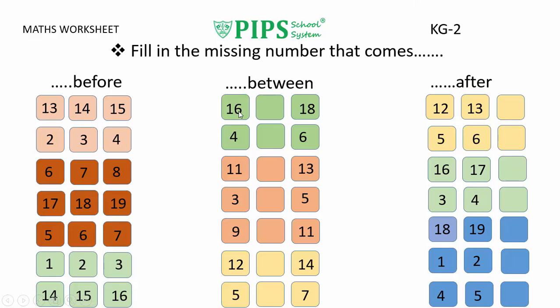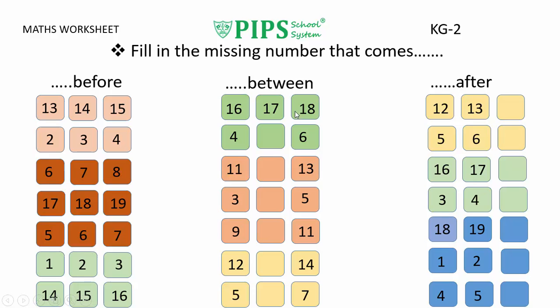Let's start with the number 16. KG2 students, can you tell me the number which comes between 16 and 18? Start counting from 11, 12, 13, 14, 15, 16, 17. 17 comes between 16 and 18. Now we will write the number 17 in the empty box like this. Now students, read with me.